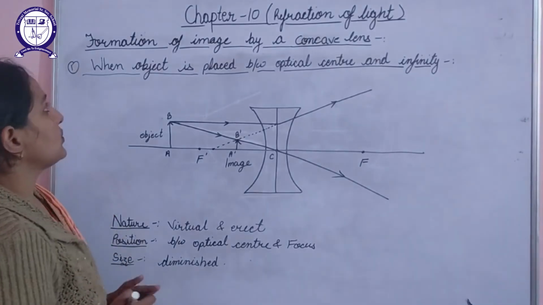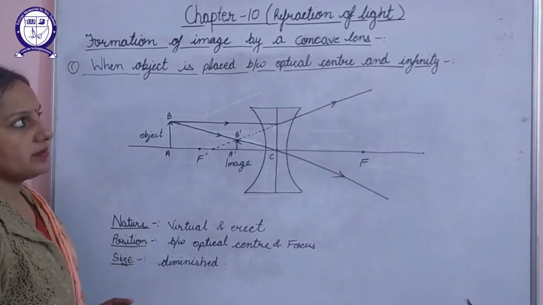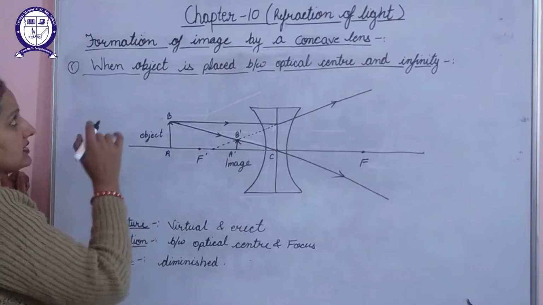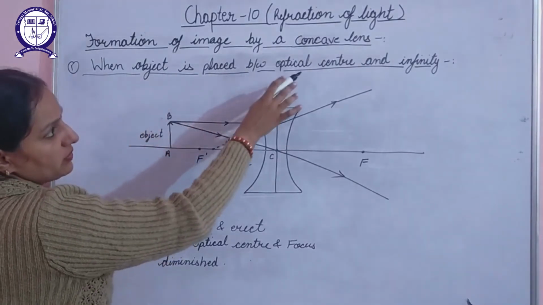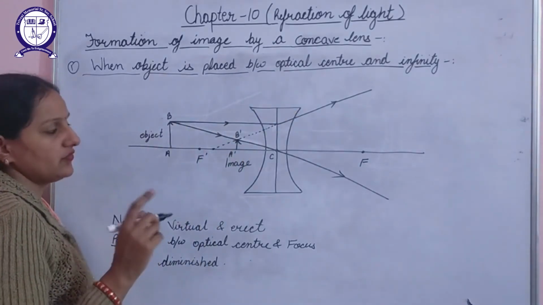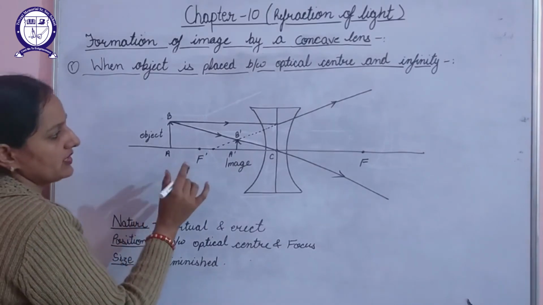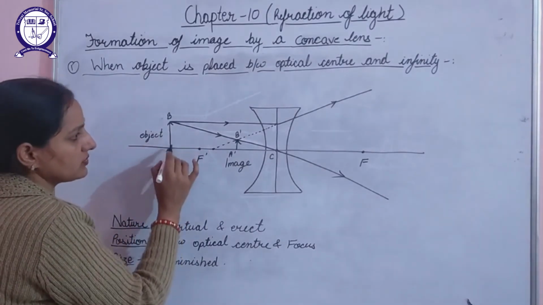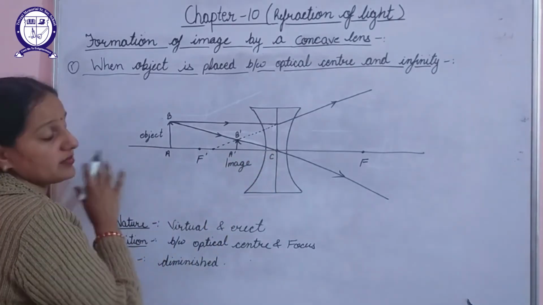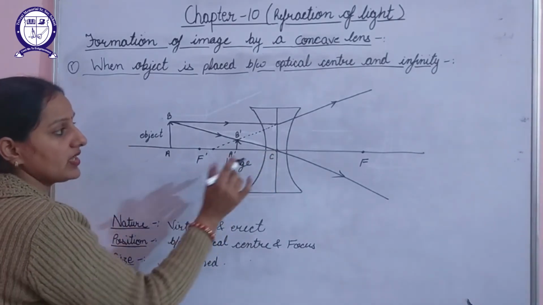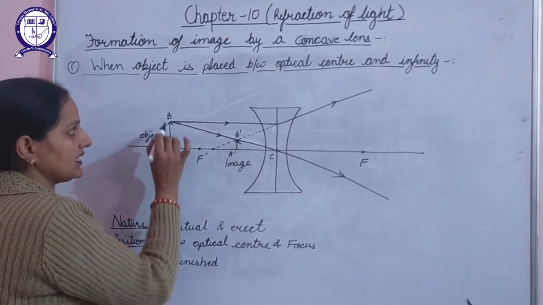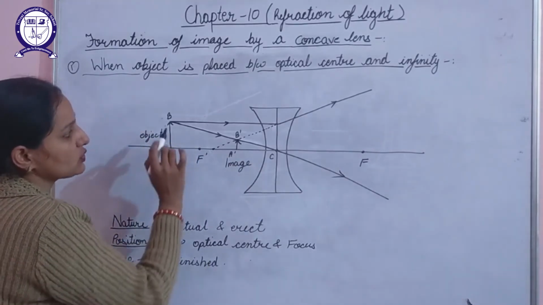Now let's start with the formation of image via concave lens. Here we'll discuss only two cases: when the object is placed between optical center and infinity, and the second case when we place our object at infinity. So let's discuss the first point. Here we have placed our object between optical center and infinity, which means we can place our object anywhere between optical center and infinity.